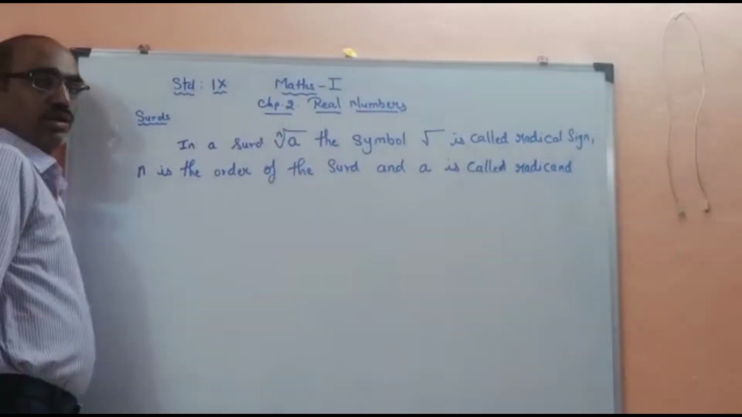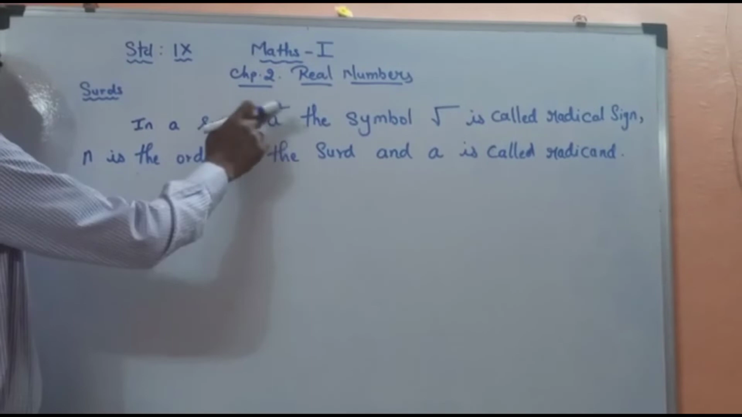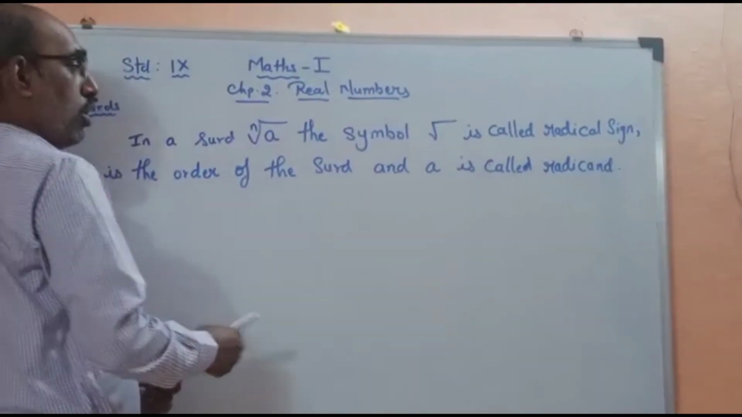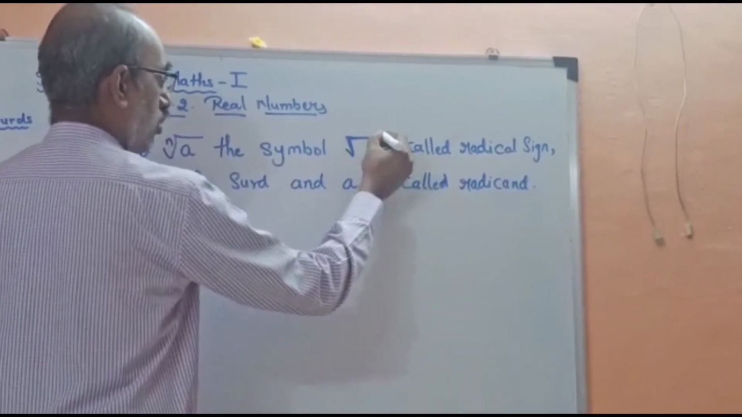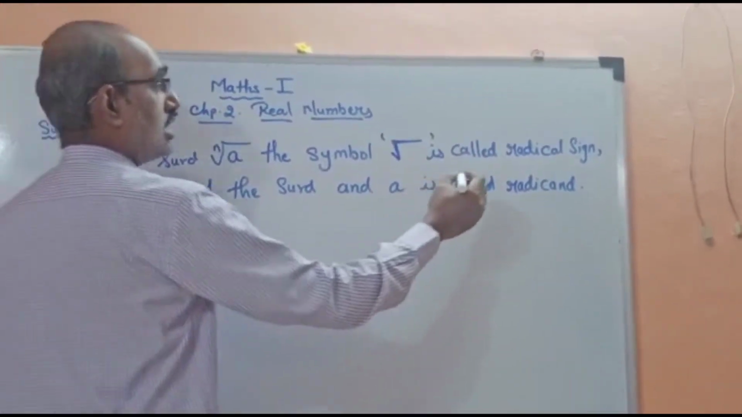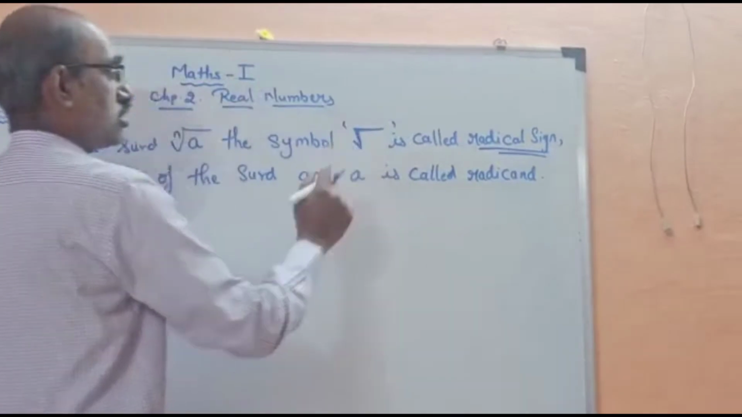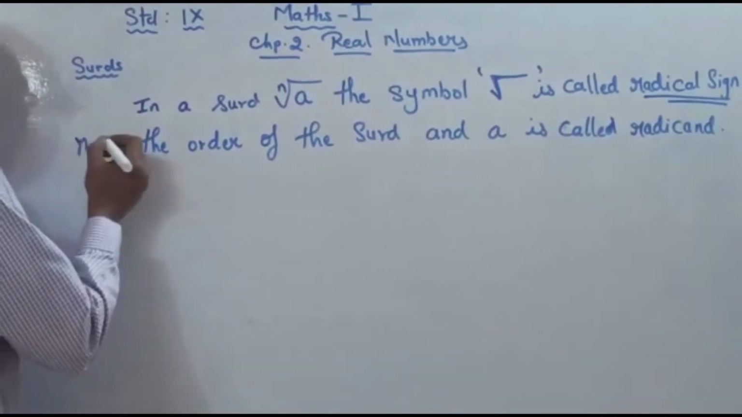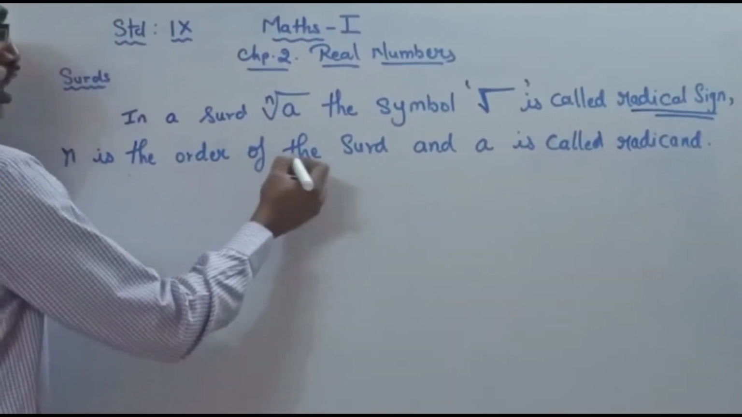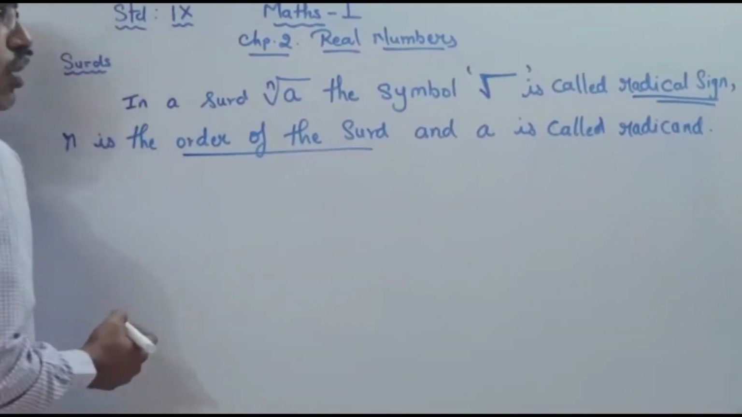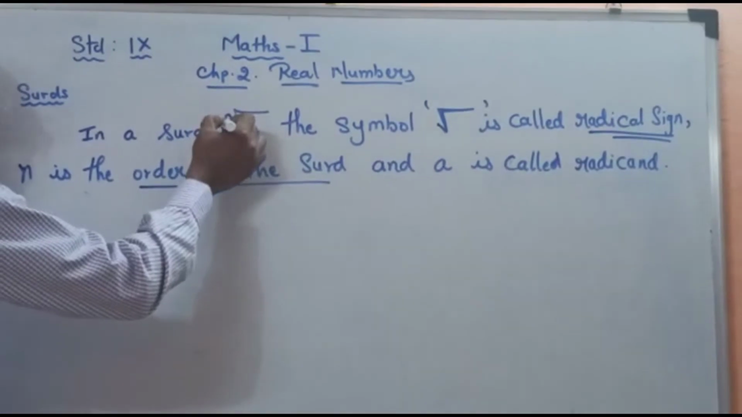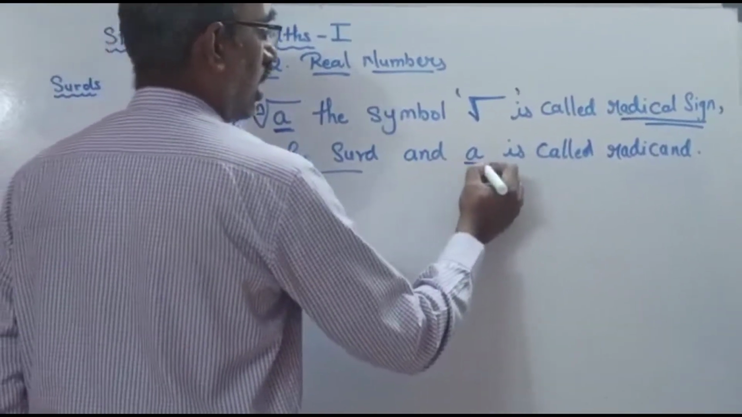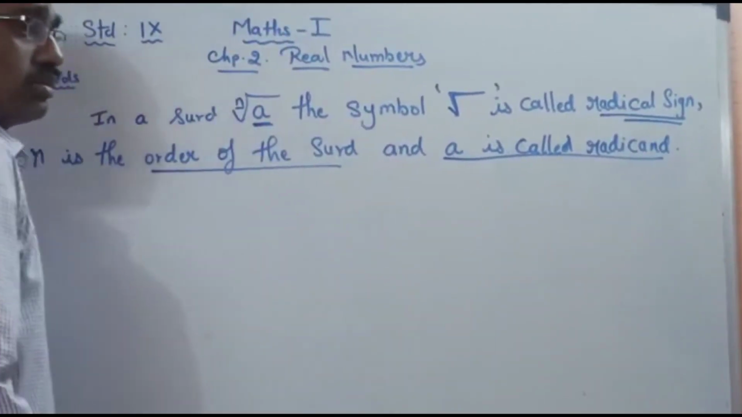In a surd, you have to keep it in mind, in the nth root of a, this particular symbol is called a radical sign. The n which we have written over here is the order of the surd. This n is called the order of the surd, and the a which is over here is called the radicand. This is very important.